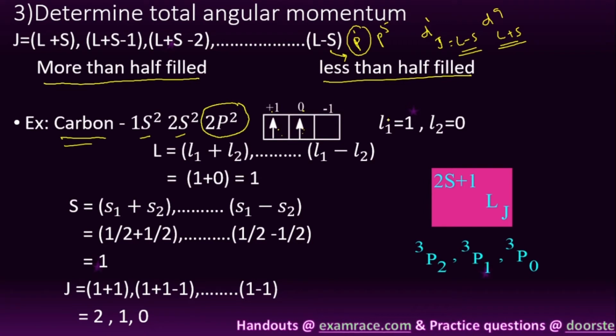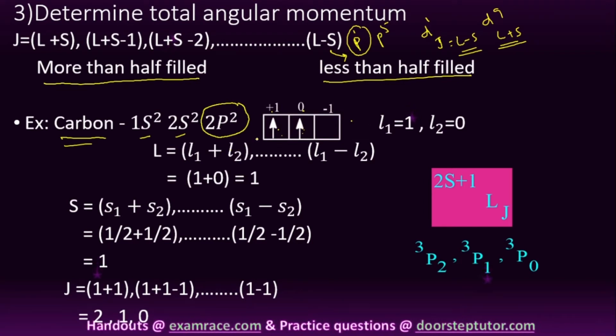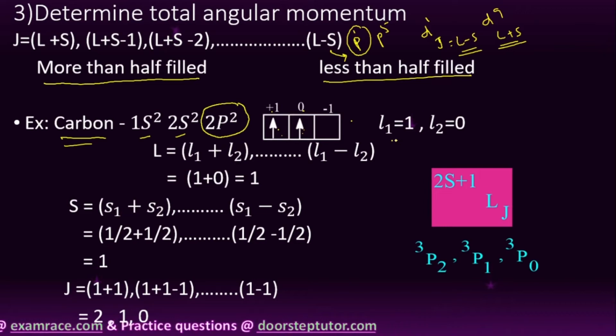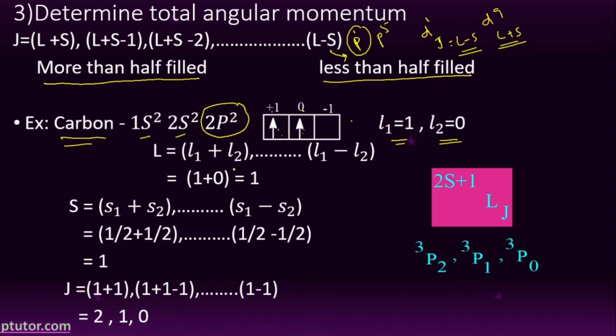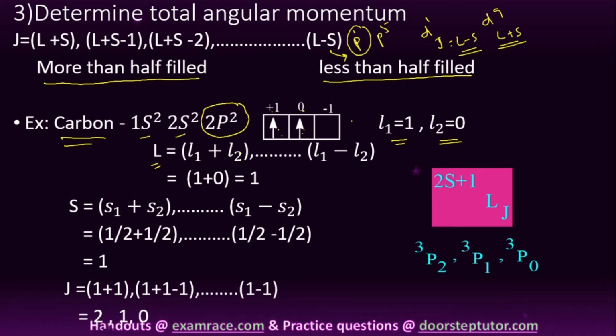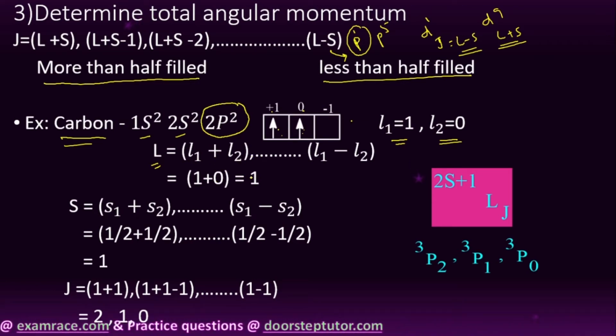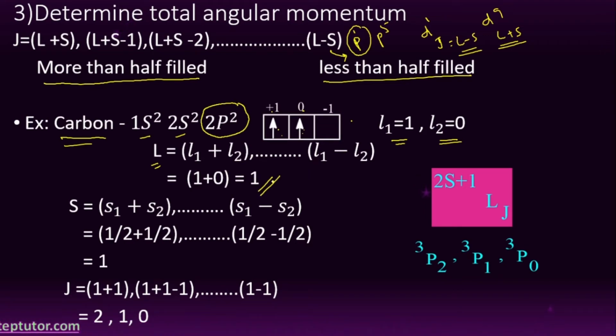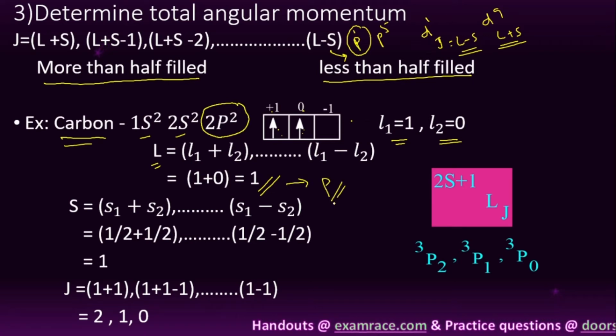So here we will get the capital L value, that is the sum of L1 plus L2. L1 is equal to 1 and L2 is equal to 0. So here we are going to determine the ground state term symbol, that is very important. Capital L is the resultant orbital angular momentum, L1 is equal to 1, L2 is equal to 0, you can substitute. You will get 1 plus 0, that is equal to 1, or 1 minus 0, that is also 1. So the L value for the 2p2 configuration is 1 only. If the L value is equal to 1, the term symbol is capital P, that is very important.